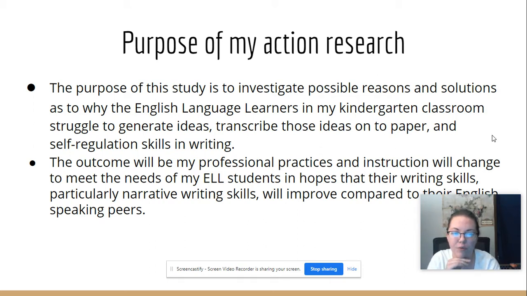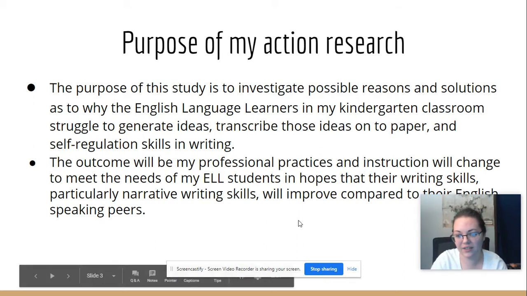So the outcome will be that my professional practices and instruction will begin to change to meet the needs of my ELL students, in hopes that their writing skills, particularly their narrative writing skills, will improve compared to their English-speaking peers.